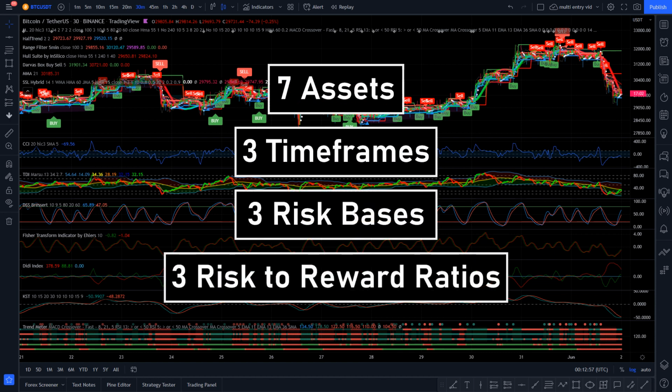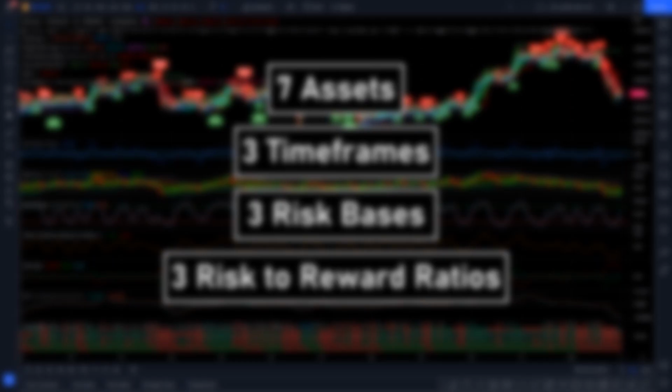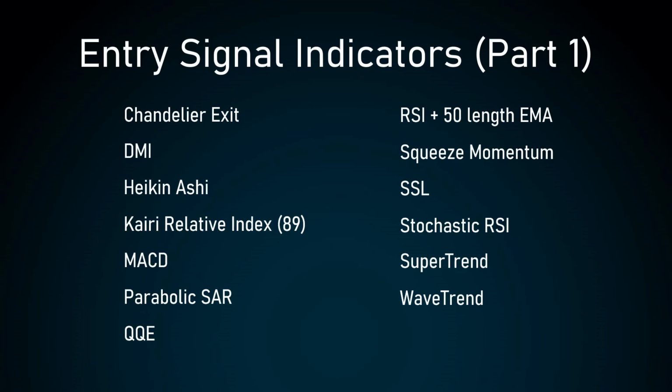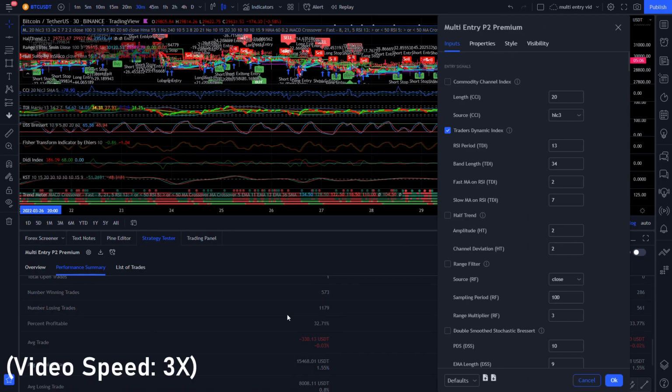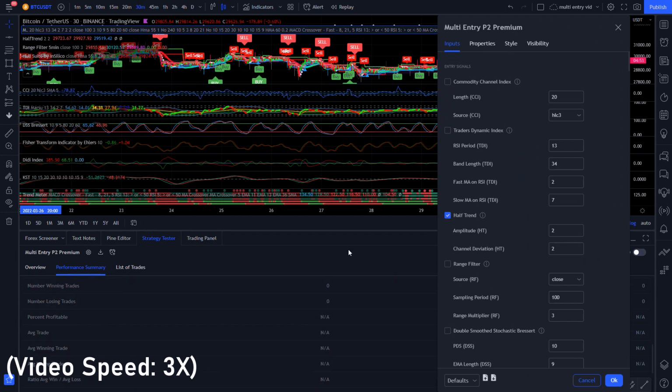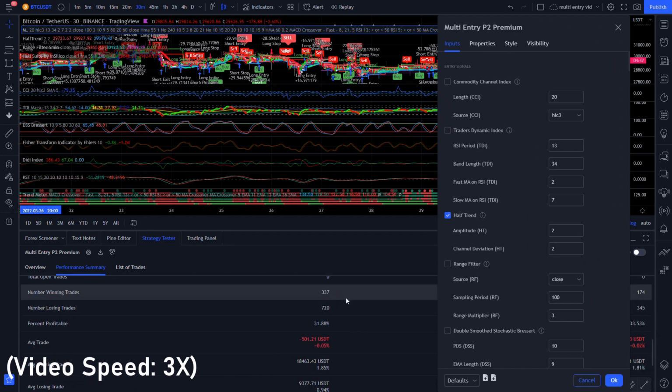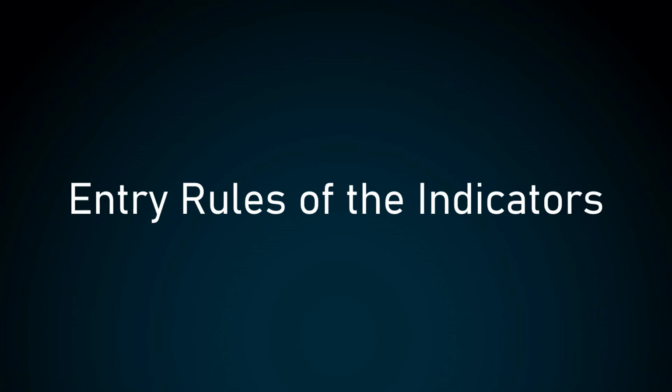Besides that, we are also going to retest the first comparison video's 13 entry signal indicators, as since then new candle data has become available. As you might have guessed, this backtest would have taken a lot of time to complete even with the usage of strategy scripts. So I asked Adam, our Optimizations Coder, to write code for gathering all the necessary backtest data automatically. And now let me explain the entry rules for all the 13 entry signal indicators.